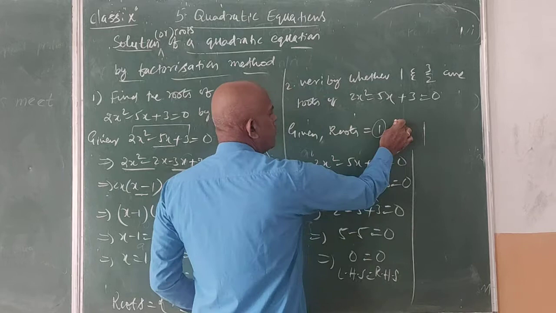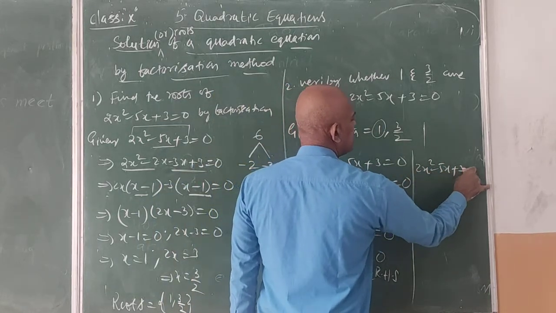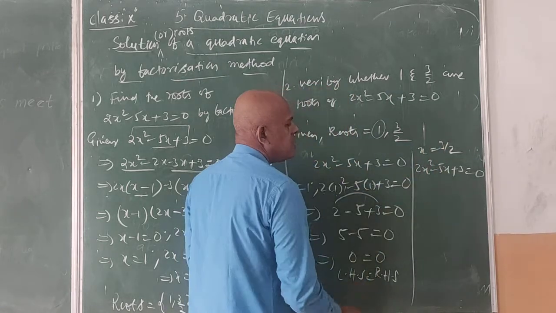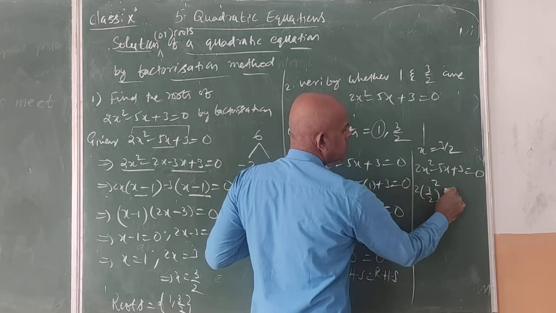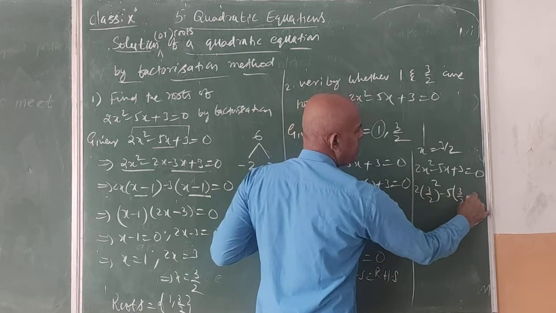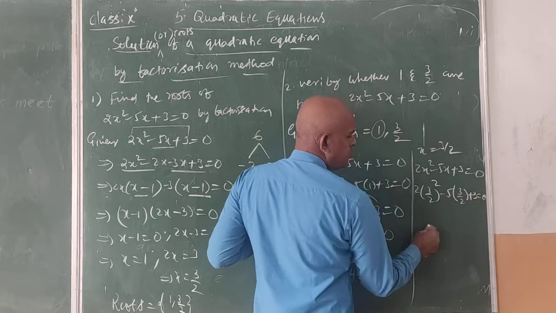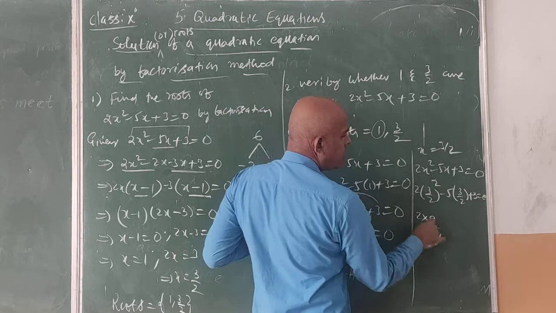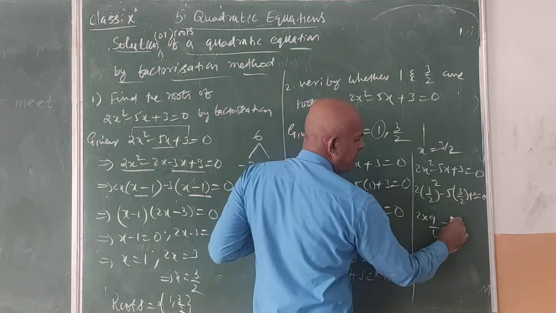Let us now substitute one more value, 3 by 2, in 2x² − 5x + 3 = 0. Now we will substitute x = 3 by 2. In place of x, we substitute 3 by 2: 2 into (3 by 2) whole square minus 5 into 3 by 2 plus 3 is equal to 0. 2 into 3 square is 9, 2 square is 4. Don't cancel 2 and 2 here, because you can cancel only after squaring.